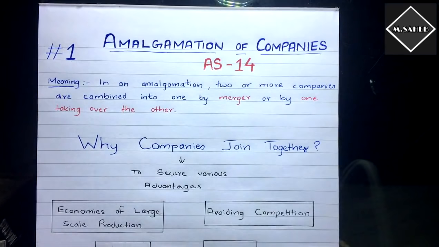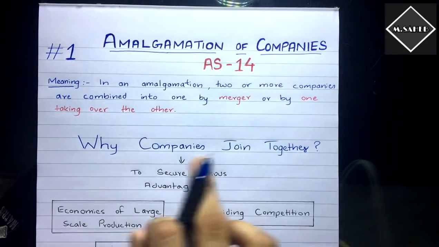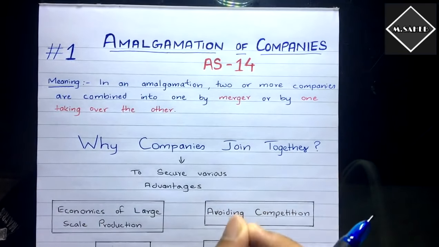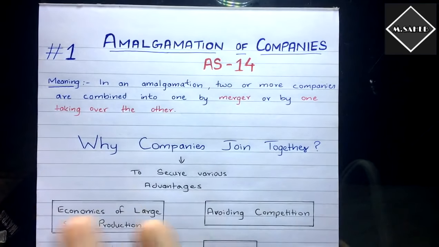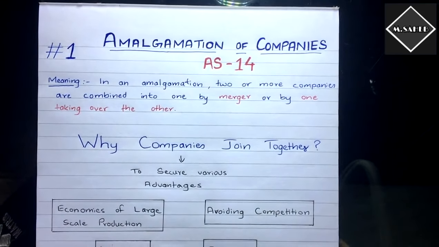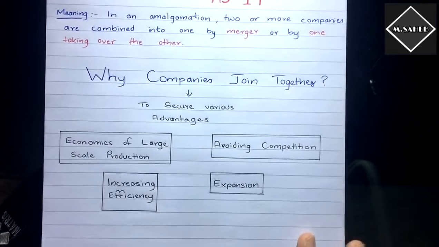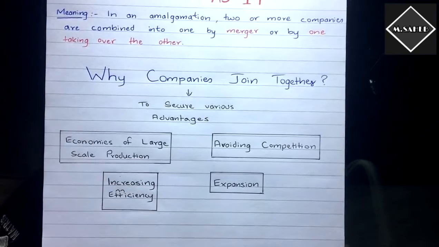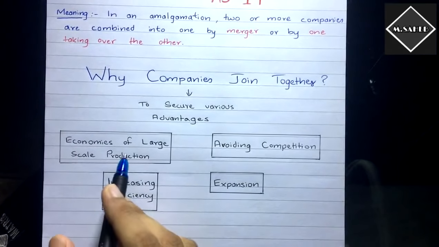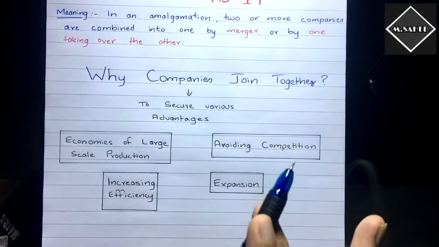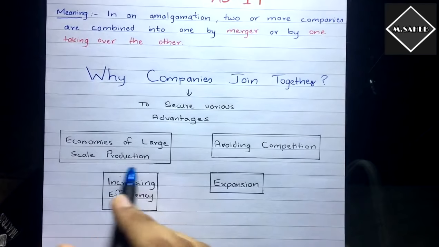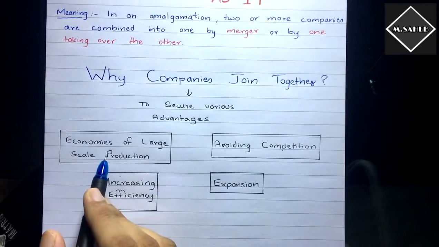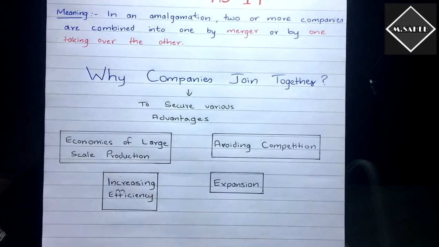So now why do companies go for amalgamation? Why do companies join together? Why do they combine together? Why do they go for amalgamation? That is because there are certain advantages if companies do amalgamation, if they join together, if they combine together. That is economies of large scale production. If the companies get amalgamated, then the production will be at large scale, isn't it? So of course, if the production is at large scale, then they will have some benefits. And the biggest benefit of large scale production is the reduction of cost, right?